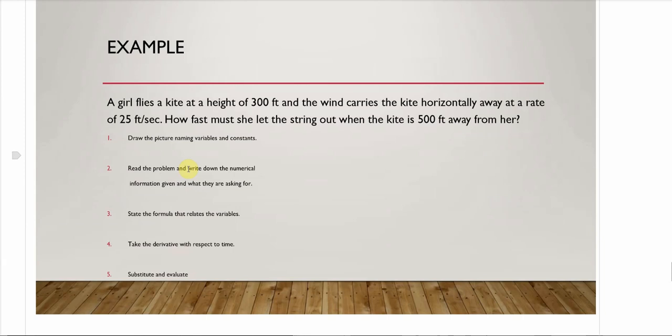The first one says, a girl is flying a kite at a height of 300 feet and the wind carries the kite horizontally away at a rate of 25 feet per second. How fast must she let the string out when the kite is 500 feet away from her? Okay, so what we have is we have a little girl. I'm going to draw my picture up here. Okay, so let's put some long hair on that little girl. And she's flying a kite, and the kite is up here.